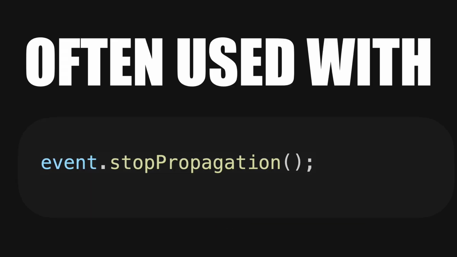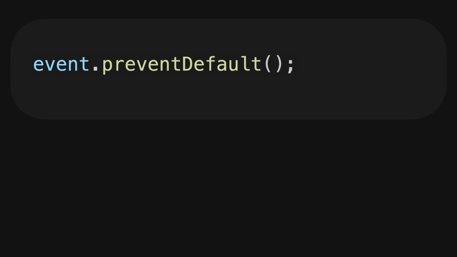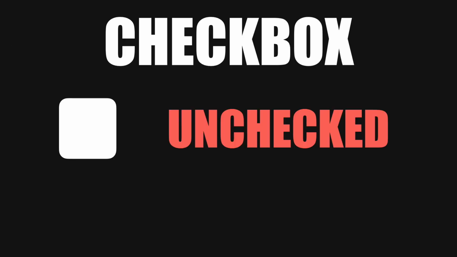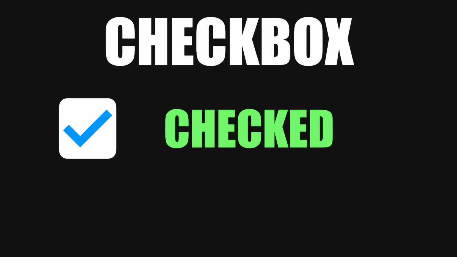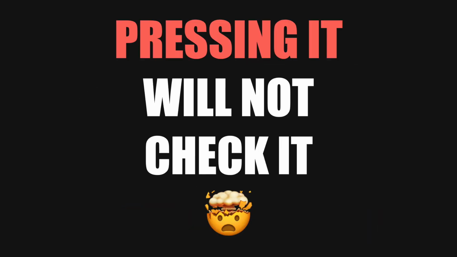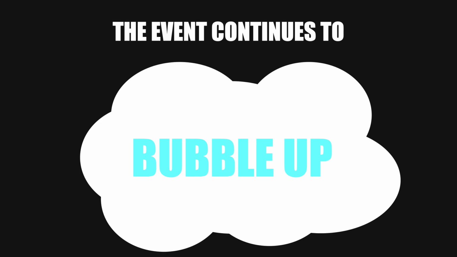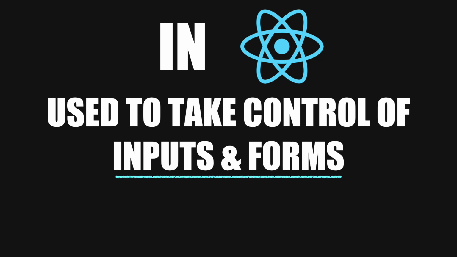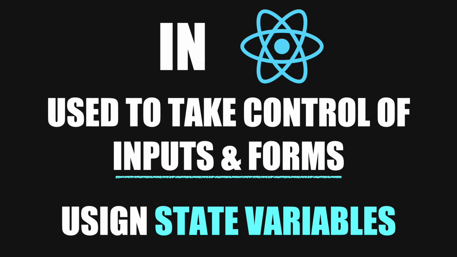Another function that is often used with stopPropagation is preventDefault. This prevents the default action of an event. For an example, the default onClick event of a checkbox is checking or unchecking it. But if we add preventDefault to its onClick handler, pressing it will not check it. The event still continues to bubble up and is thus often used with stopPropagation. In React, preventDefault is used to take control of inputs and forms using state variables.